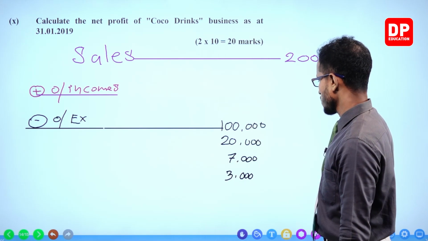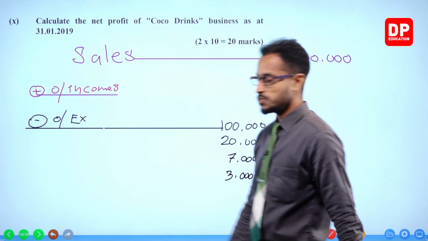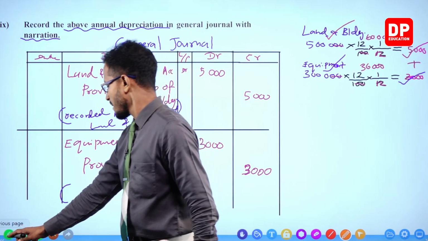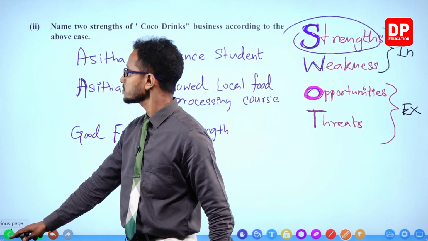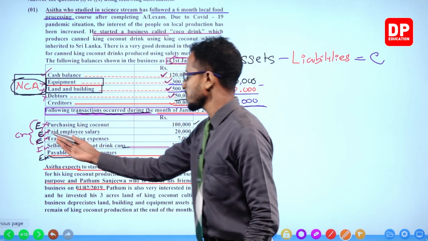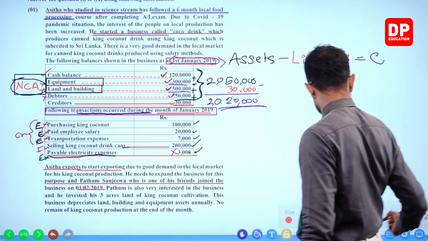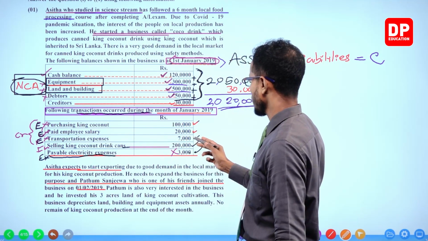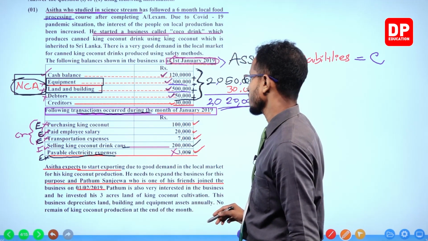Did we get all the expenses now? Check. Okay. Expenses 100,000 taken, 20,000 taken, 7,000 taken, and 3,000 taken. Yeah, all expenses taken.